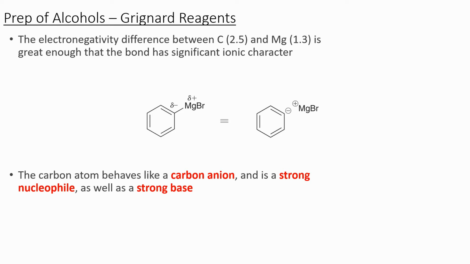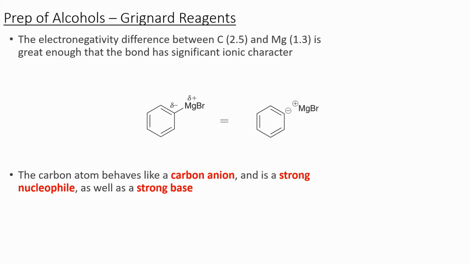A couple other ways that we've seen to do this are using the cyanide ion, with one carbon with a negative charge on it. Also, we can deprotonate an alkyne. That's the other form of carbon with a negative charge. So this is the third variation of carbon that has a negative charge on it.